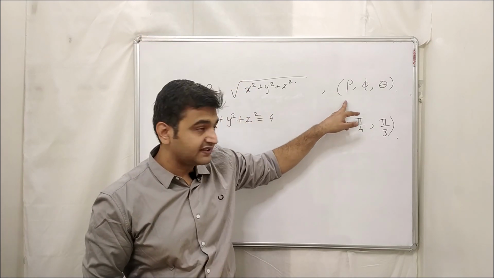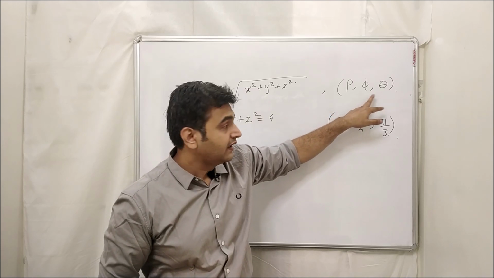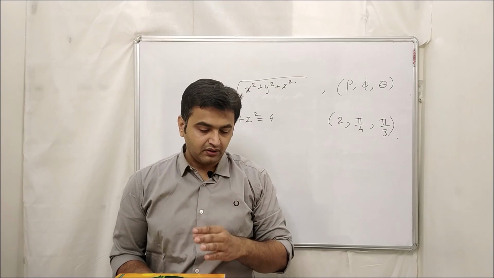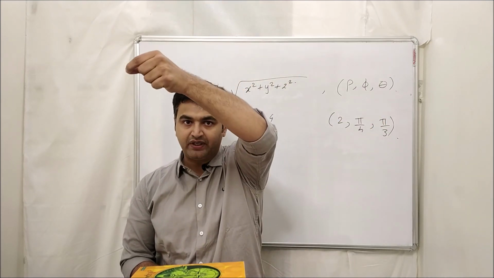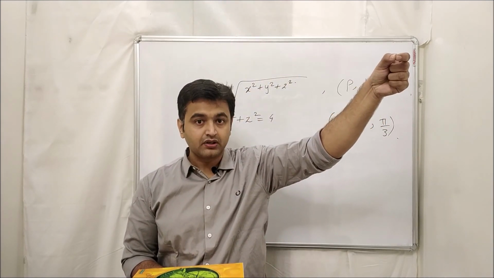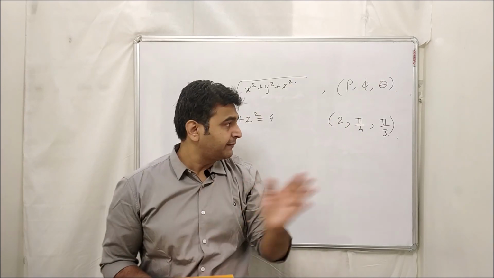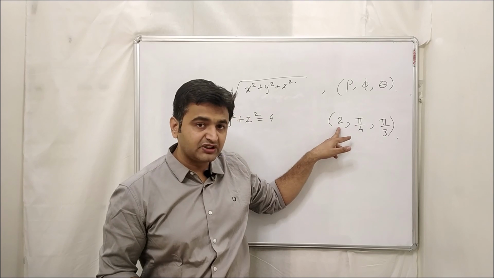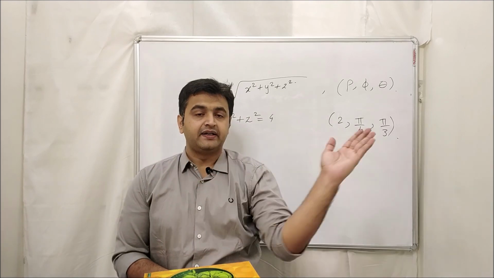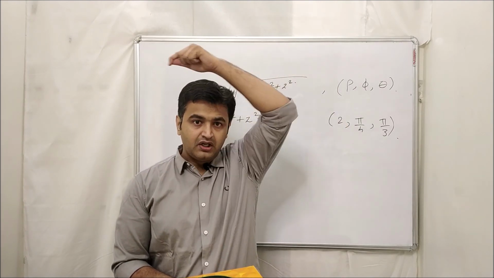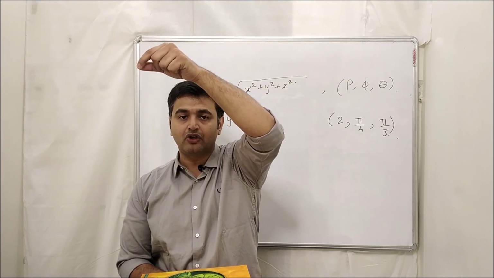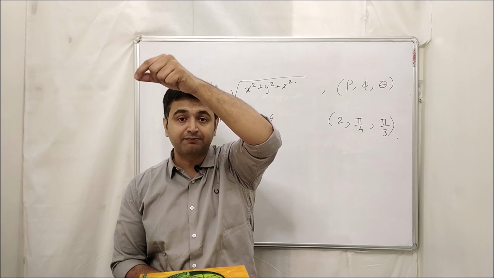Our rho is greater than 0, phi is 0 to pi and theta is 0 to 2 pi, right? Suppose you wanted a point in the second octant instead of this point. What do you do? You take pi by 3 plus pi. You keep the first two things as they are, because rho will give you a sphere, phi will give you a cone, and the intersection will be a circle over here. Suppose you wanted this point, not this point. This point we got when theta was pi by 3.